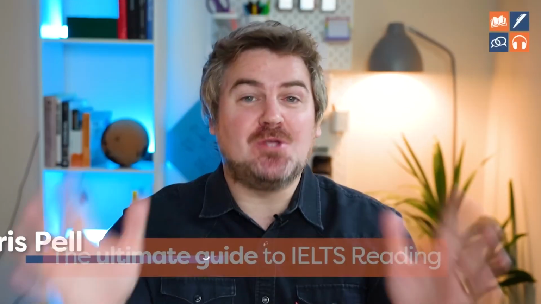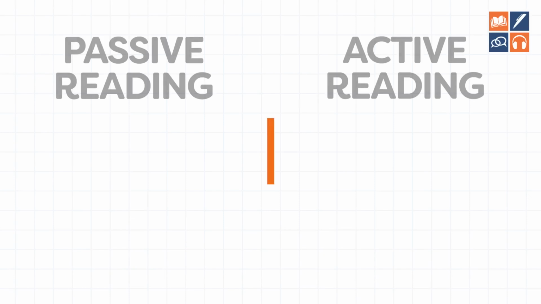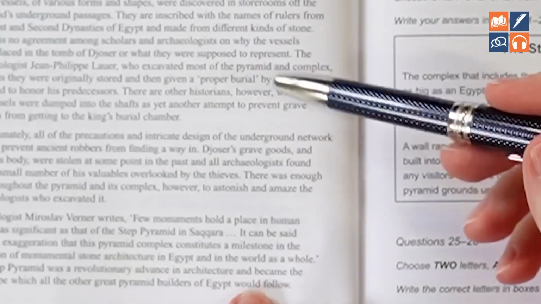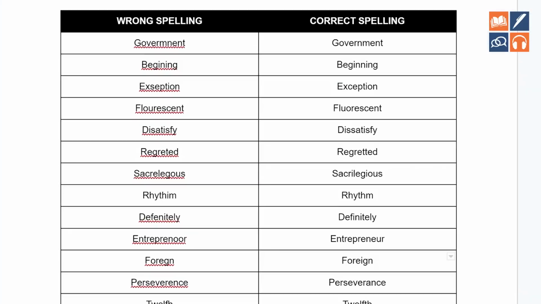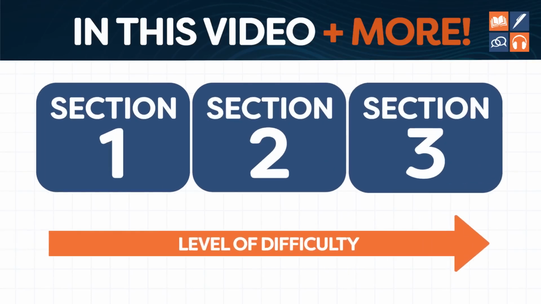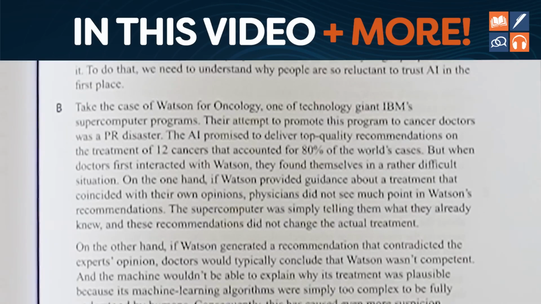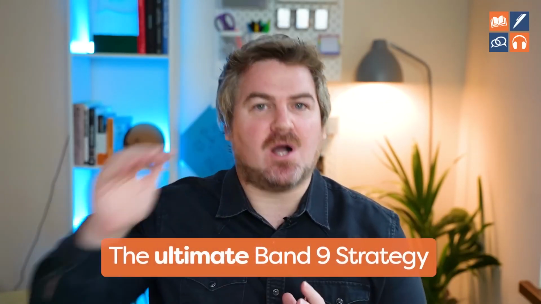You've just found the ultimate guide to IELTS reading. This is the longest, most detailed, most comprehensive guide to IELTS reading you'll find anywhere on the internet. It's going to help you understand things about the format of the test, tips and strategies that only Band 9 students really understand. We're also going to give you a strategy that is going to help you constantly improve, that thousands of my students have used to get a Band 9.